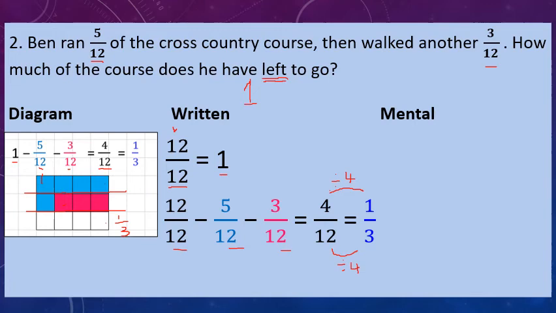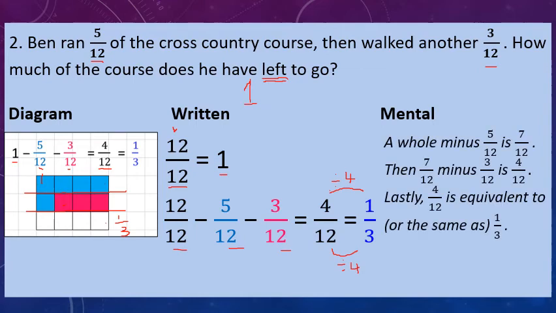Lastly, you can do a mental strategy. Now, there's different ways of thinking about this. This isn't the only way. So if you're just thinking about it in your head, well, you know, a whole minus 5/12 is going to be 7/12. Then 7/12 minus 3/12 is 4/12. Lastly, 4/12 is equivalent to 1/3. You might already recognize that, or you might just know that 4 divided by 4 is 1 and 12 divided by 4 is 3, so it's 1/3. And there you go.